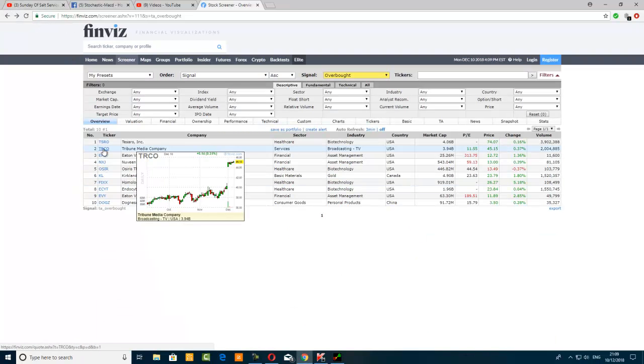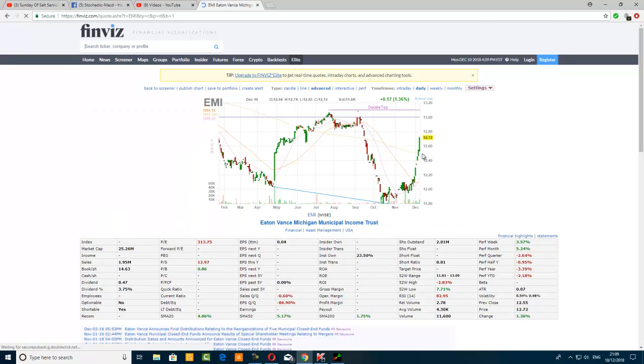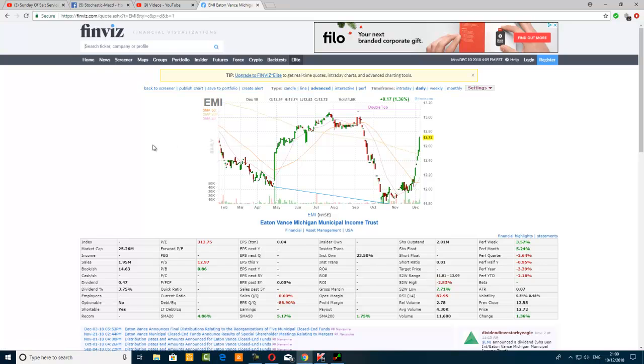You can check out other stocks again here. There are other overbought examples here. This is another one here. And then you just investigate more and see what's happening. Check the economy news always, because you want to combine the technical analysis with the fundamental. So this is about Finviz, the free screening software that one can use.